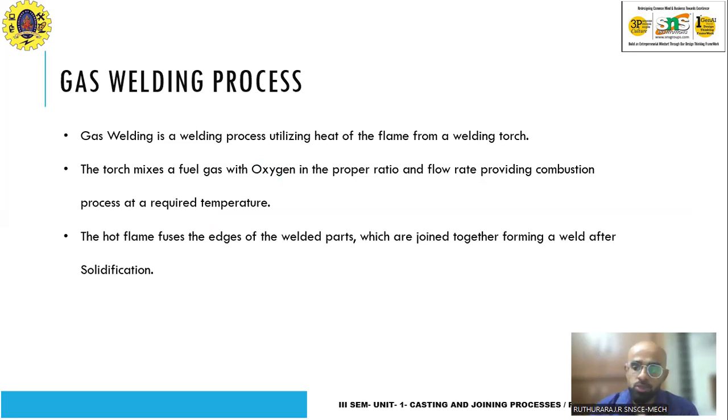Based on how these two metals are joined, either by melting those two metals together or by fusing them together, it can be classified into either fusion welding process, where the two workpieces are fused together, or solid state welding process. Examples for solid state welding process would be brazing, soldering, etc. But our main focus in today's lectures will be on fusion welding process.